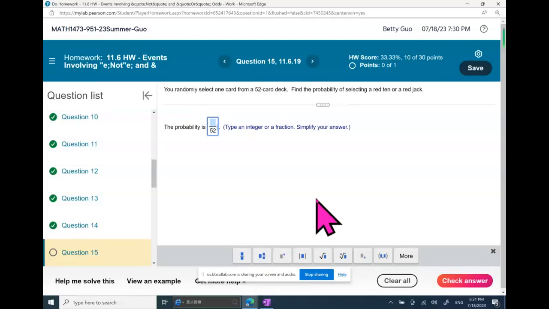Are they mutually exclusive or not? You tell me, please type your answer. Tell me, they are mutually exclusive or they are not mutually exclusive. Getting a red 10, getting a red jack. Are they mutually exclusive or not mutually exclusive?